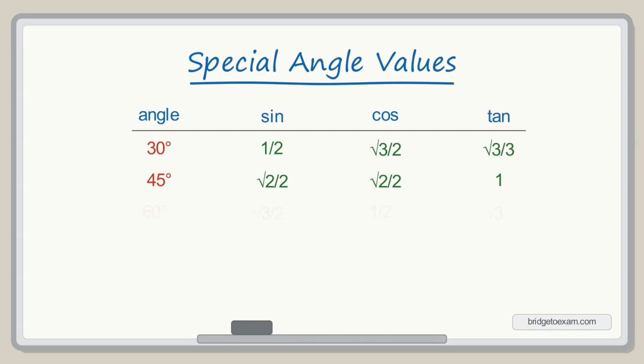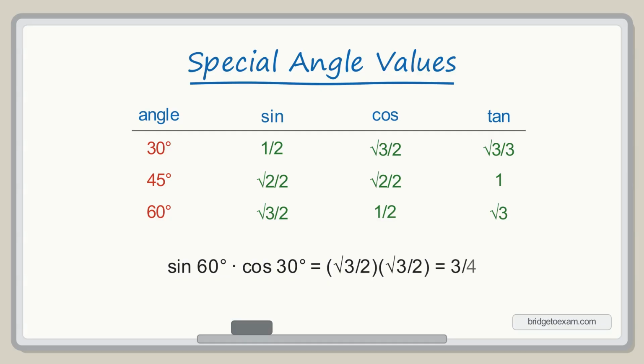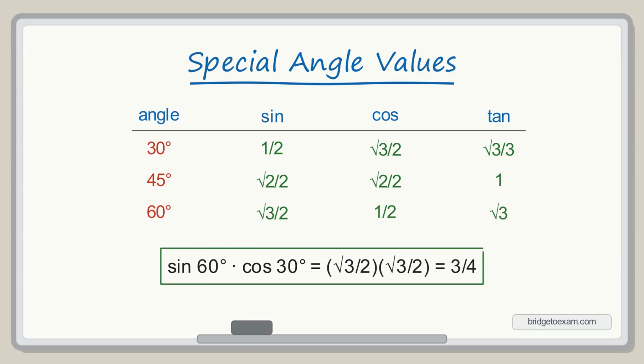60 degrees is the mirror of 30. Sine root 3 over 2, cosine 1/2, tangent root 3. With these, you get exact answers. For example, sine 60 times cosine 30 is root 3 over 2 times root 3 over 2, which is 3/4.